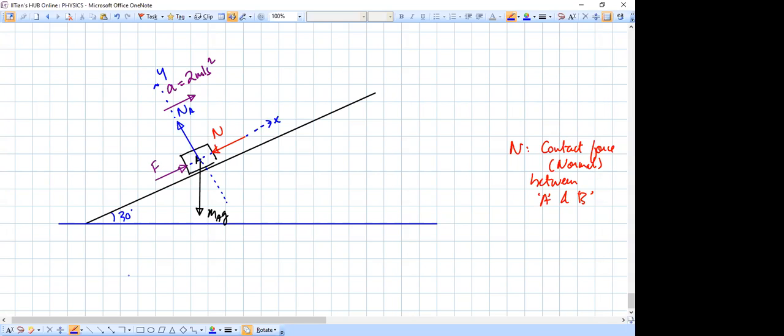So for the block A, what are our equations? Achha, we have to still resolve mg. So let's come to that first. So now this is all becoming very standard, nothing difficult. So resolve this. This component will become the cos component, and this component will become the sine component.